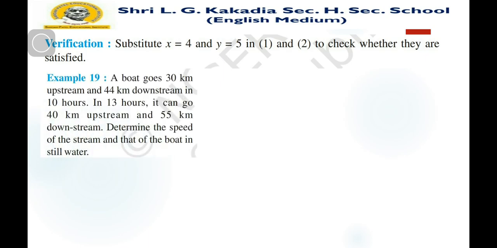Now example number 19. A boat goes 30 kilometers upstream and 44 kilometers downstream in 10 hours, and it is also given that in 13 hours it can go 40 kilometers upstream and 55 km downstream. Determine the speed of the stream and that of the boat in still water.